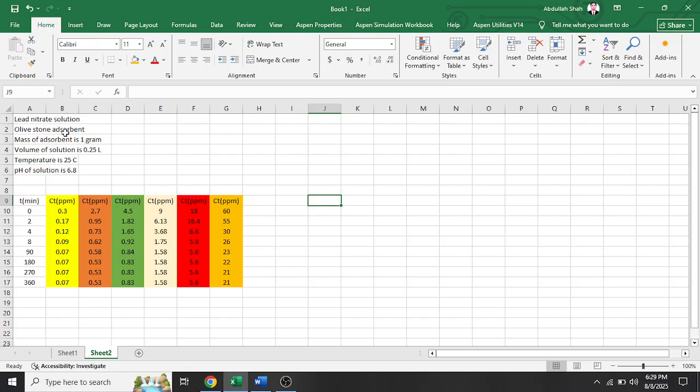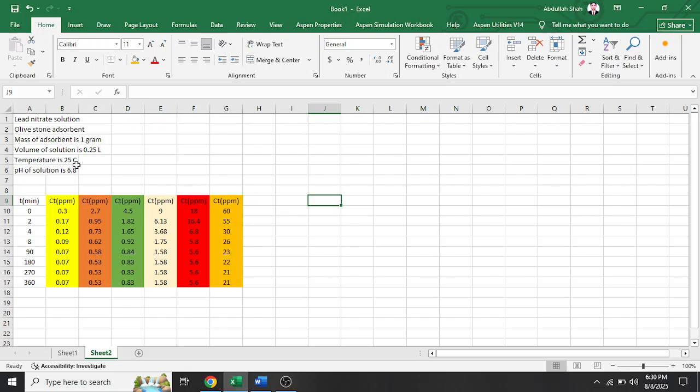First of all, we will make various solutions having various concentrations with the help of lead nitrate, and after making the solutions, we will put 1 gram of adsorbent, which is olive stone in this case. After that, we will get the adsorbent uptake percentage removal of the lead ion, and then we will plot the Langmuir isotherm and the Freundlich isotherm.